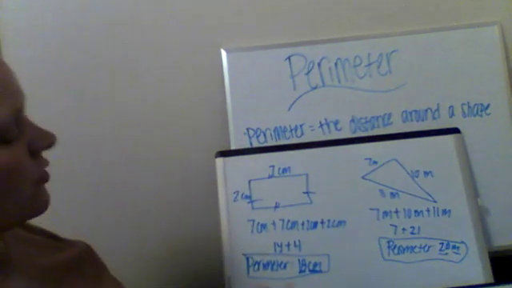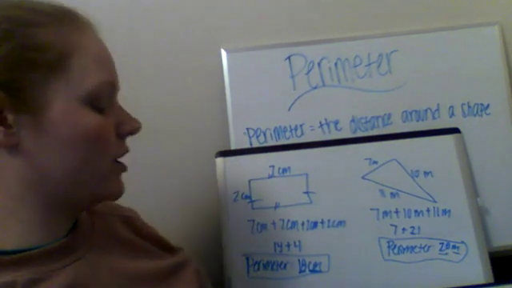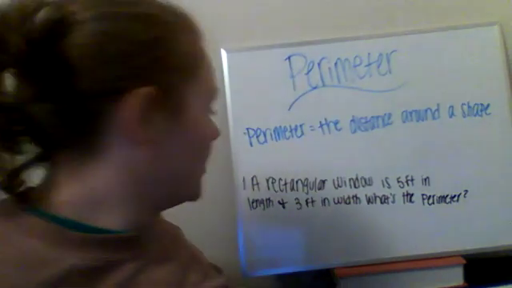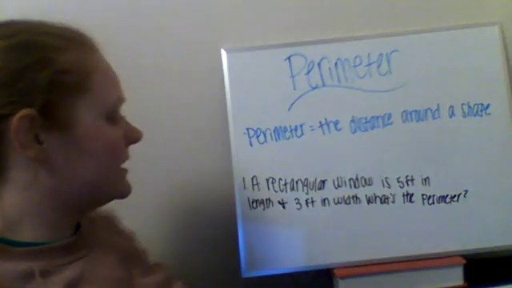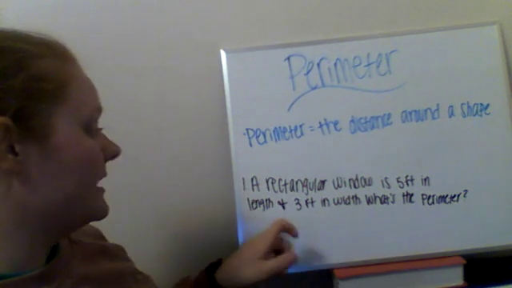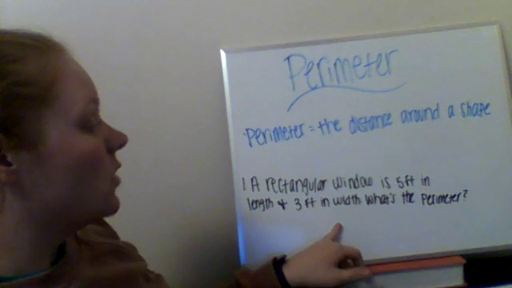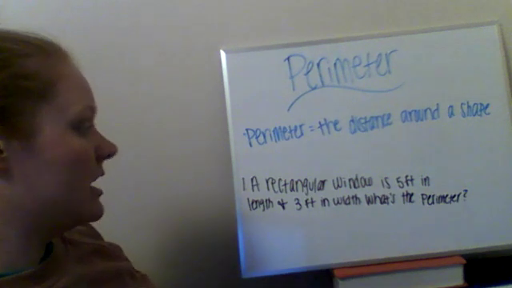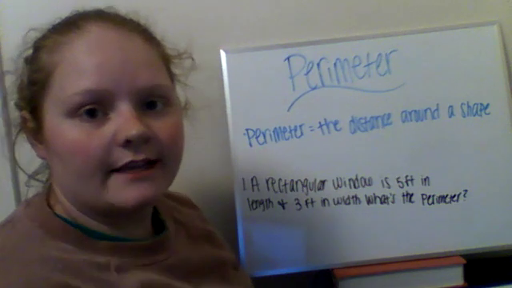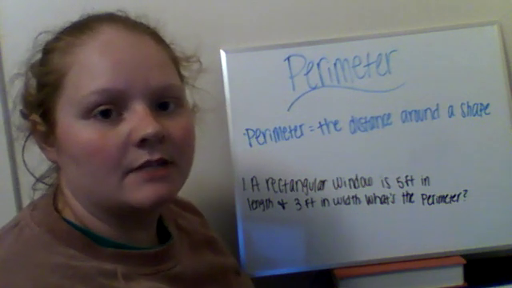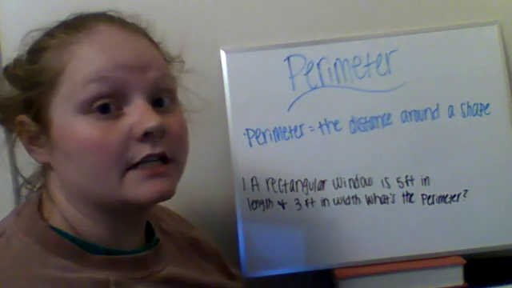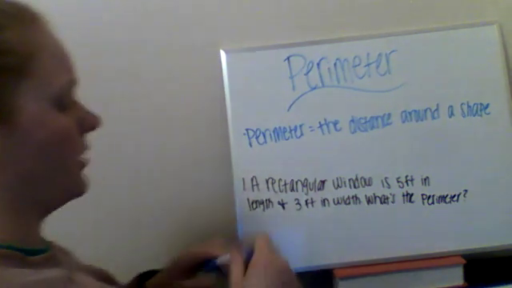Okay. So now if I was to look at a word problem, if you notice on my board I have a word problem. It says, a rectangular window is 5 feet in length and 3 feet in width. What's the perimeter? Okay, so when you come across a word problem, the first thing you need to do is obviously read the word problem. But then your next step is to go back and underline or circle the important parts that are written out in your problem.